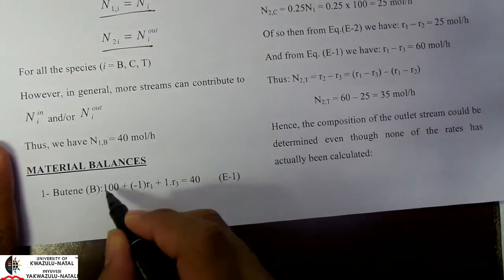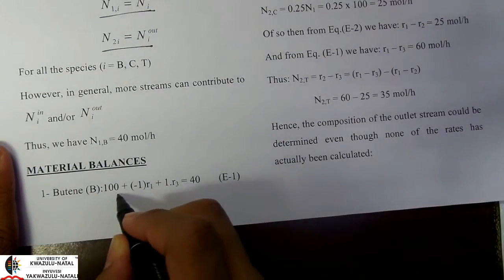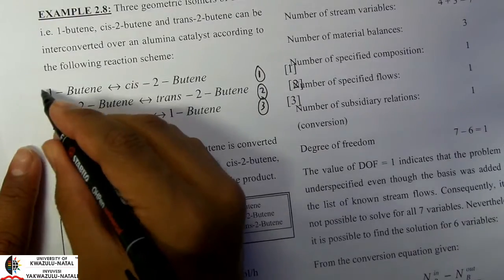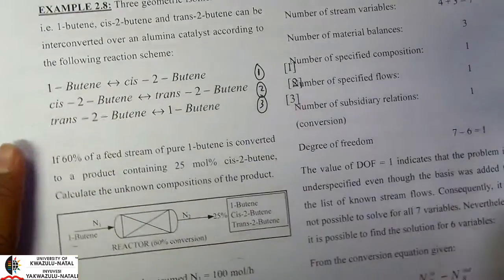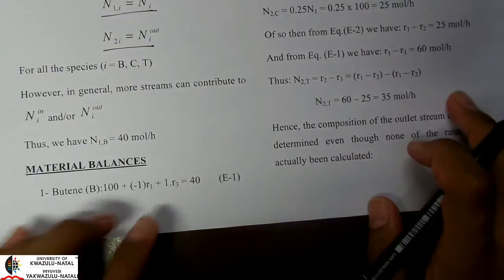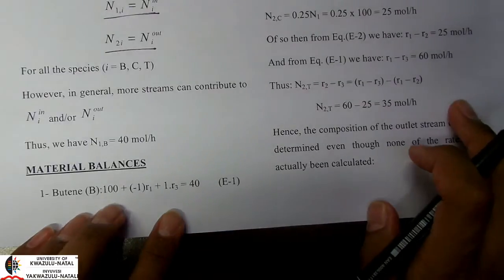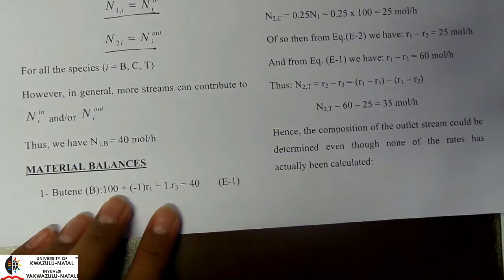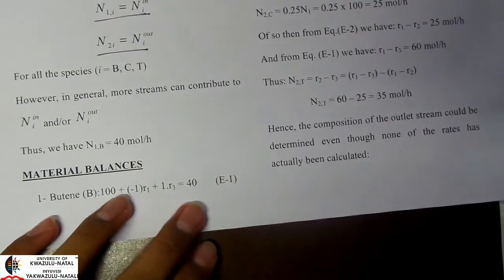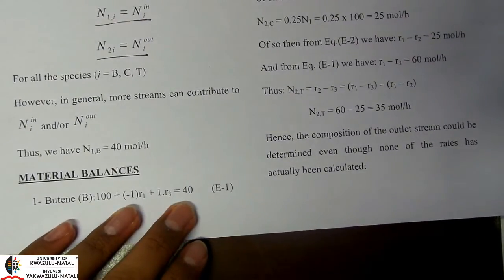So for 1-butene we have 100 moles per hour coming in, and as you can see, it is being used up in reaction 1 with a stoichiometric coefficient of 1, so that's a -1 there, and is being produced in reaction 3. Therefore we have the following setup: 100 minus 1R1 plus 1R3, and that's equal to our output.